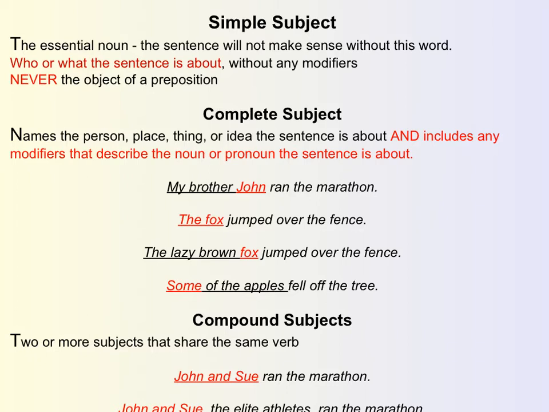The complete subject then is that person, place, or thing or idea the sentence is about, but it also includes any modifiers that describe the noun or pronoun the sentence is about. So in these sentences, what I've done is I've underlined the complete subject and I have put in red the simple subject. My brother John is the complete subject, but John is the only essential information, and that is the simple subject. My brother John ran the marathon.